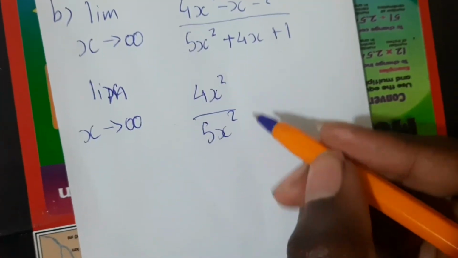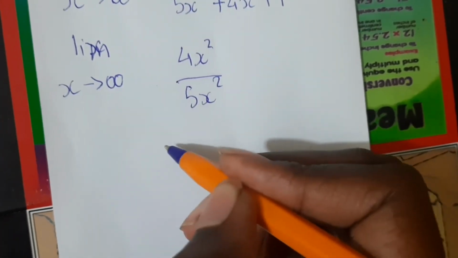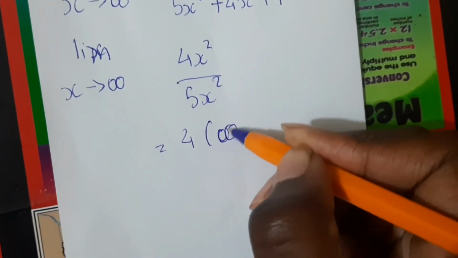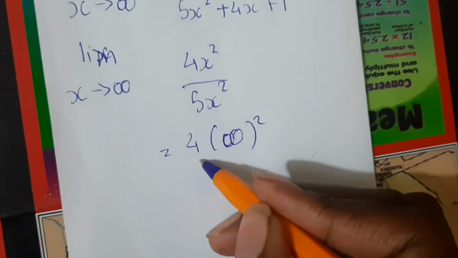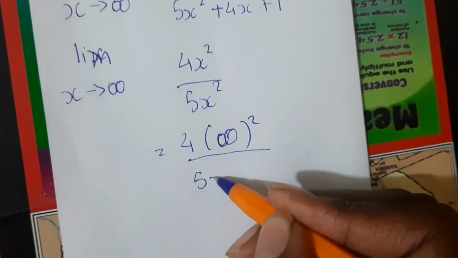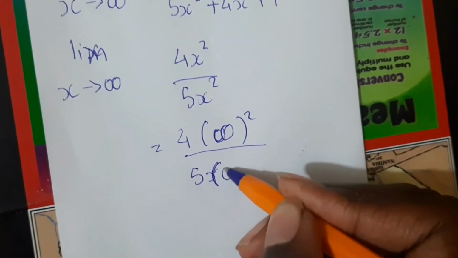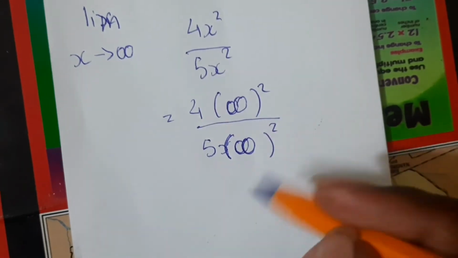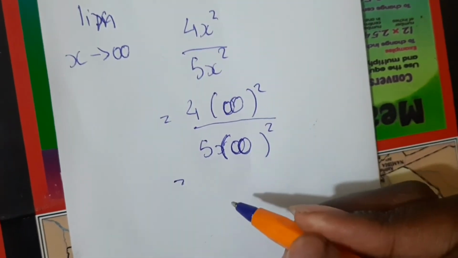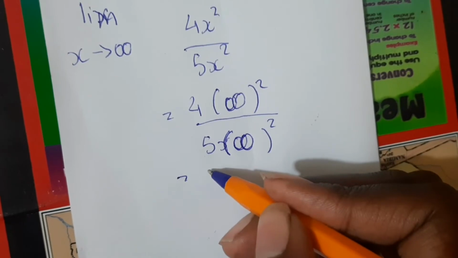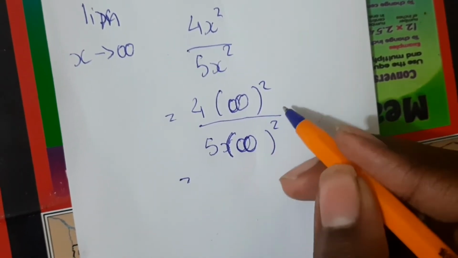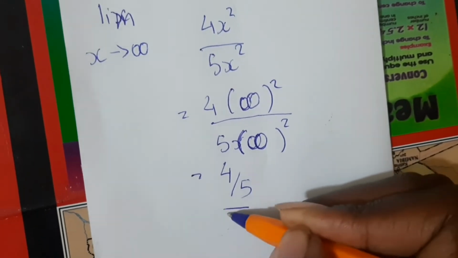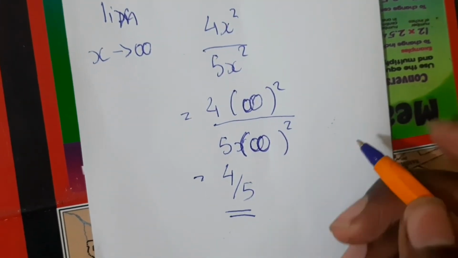Now we're going to replace the x with infinity over infinity. I keep messing that up. So the infinities will cancel each other out. They'll become 1, but we're not going to write them down as 1. We'll just leave them as canceling each other out. Then you're left with 4 over 5, and that is your answer.